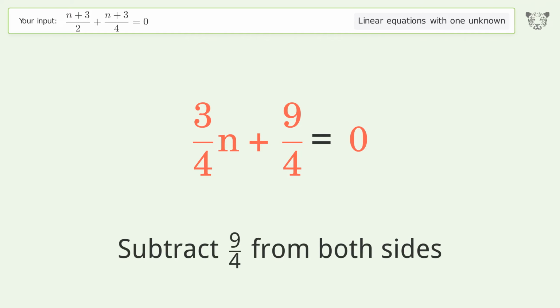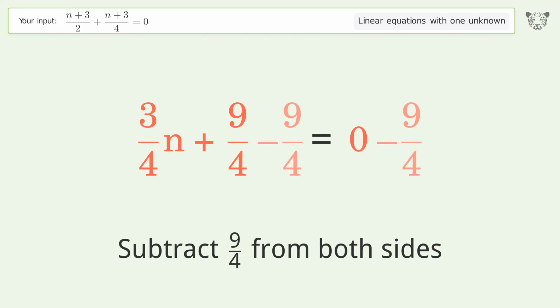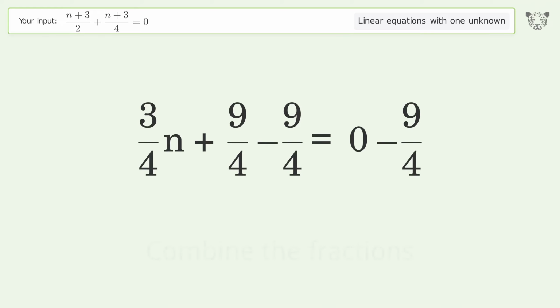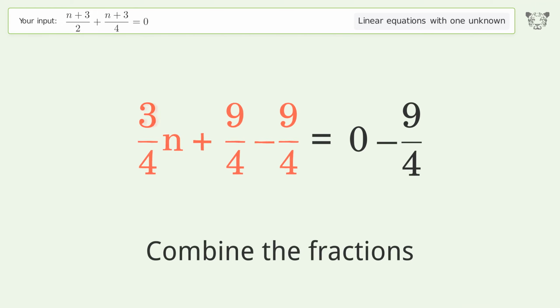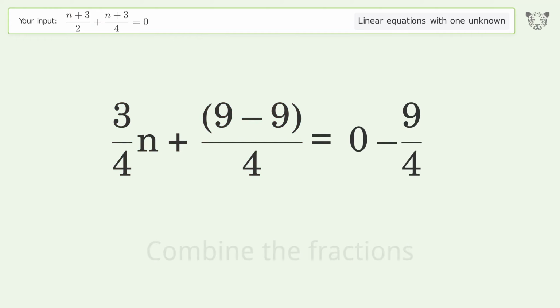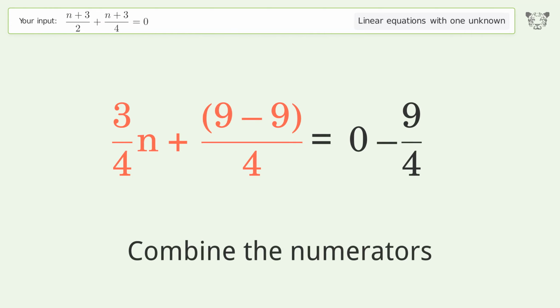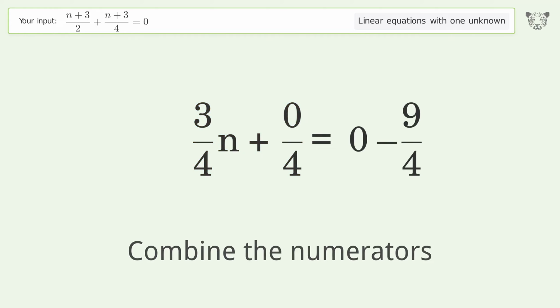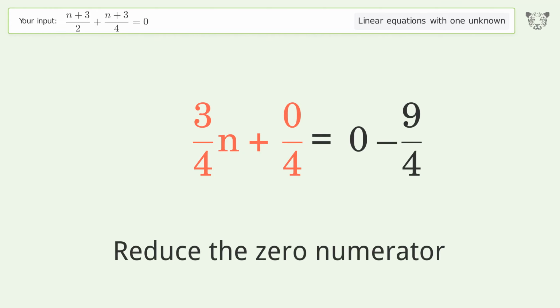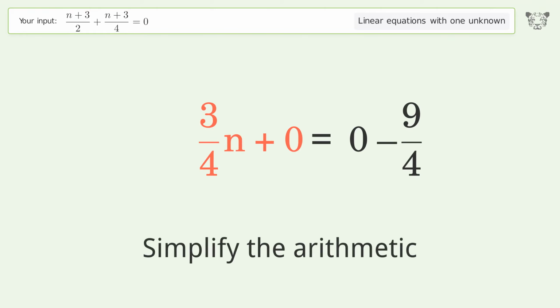Subtract 9/4 from both sides. Combine the fractions. Combine the numerators. Reduce the zero numerator. Simplify the arithmetic.